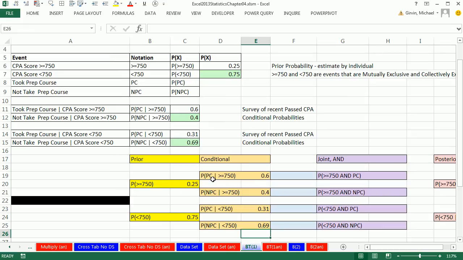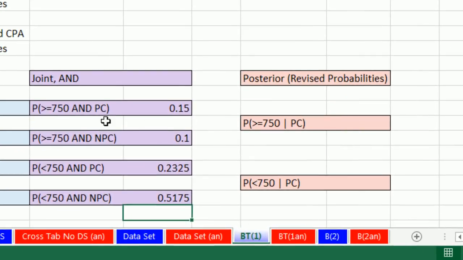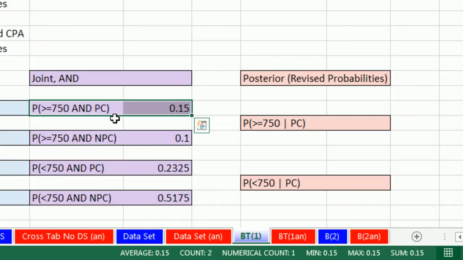We can simply multiply straight across. So the first conditional, passed and took a prep course, is going to be pass times the conditional, enter, enter. Passed and we didn't take a prep course, our prior times our conditional, enter, enter. Didn't pass and took a prep course, we're going to take didn't pass, prior probability times our conditional. And finally, didn't pass and didn't take a prep course. And enter. Now if we scroll over, we can calculate our posterior probabilities. Here we're not given the total, but we need to notice right there, PC, right there, PC.